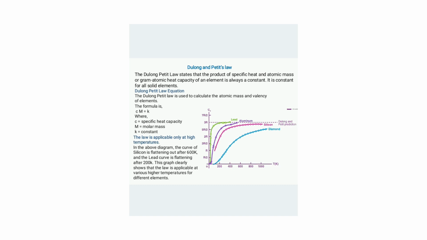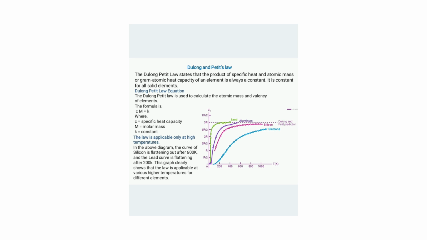The Dulong and Petit law said that the product of specific heat and atomic mass, or gram atomic heat capacity of an element, is always a constant. It is a constant for all solid elements. It is not applicable for liquids, only for solids.